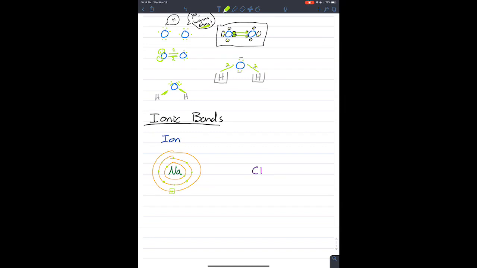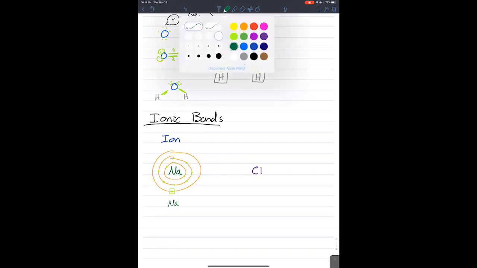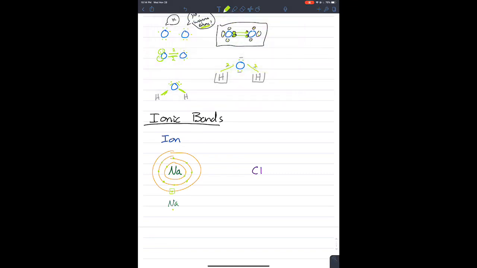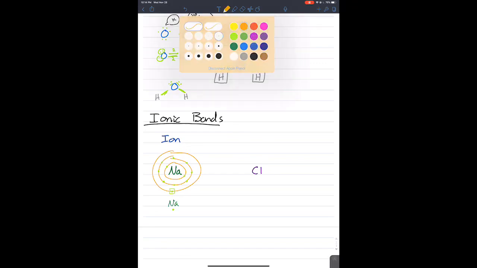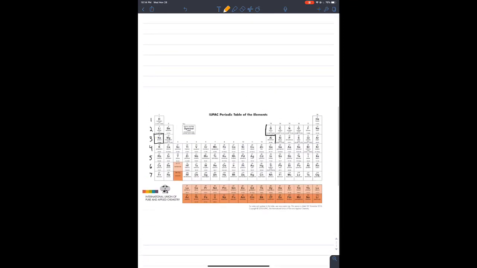That's why sodium is represented in its Lewis dot structure just as Na with 1 dot, because it has 1 valence electron. Okay, so there's that. Now let's look at chlorine.